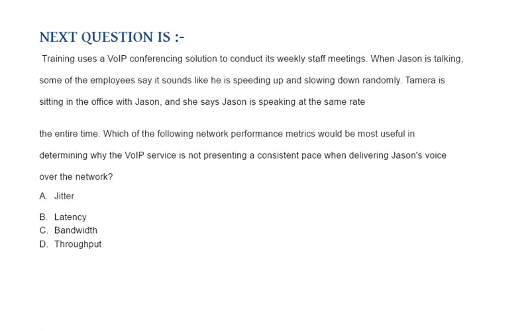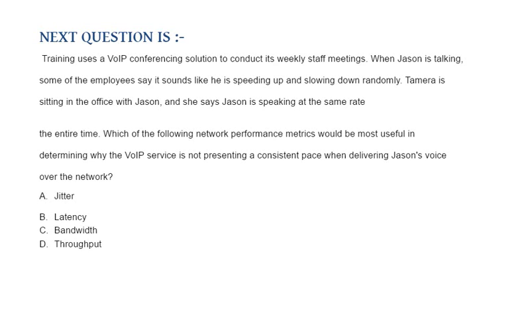Next question is, training uses a VoIP conferencing solution to conduct its weekly staff meetings. When Jason is talking, some of the employees say it sounds like he is speeding up and slowing down randomly. Tamara is sitting in the office with Jason and she says Jason is speaking at the same rate the entire time. Which of the following network performance metrics would be most useful in determining why the VoIP service is not presenting a consistent pace when delivering Jason's voice over the network?